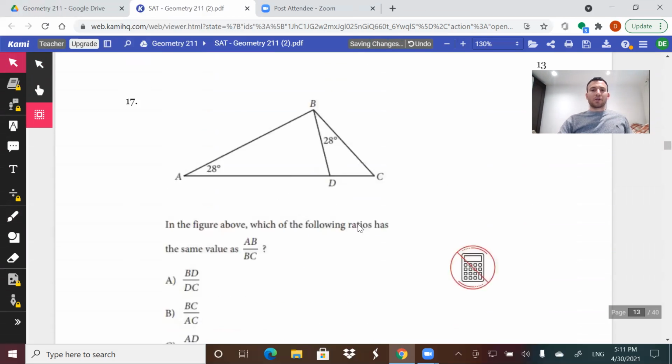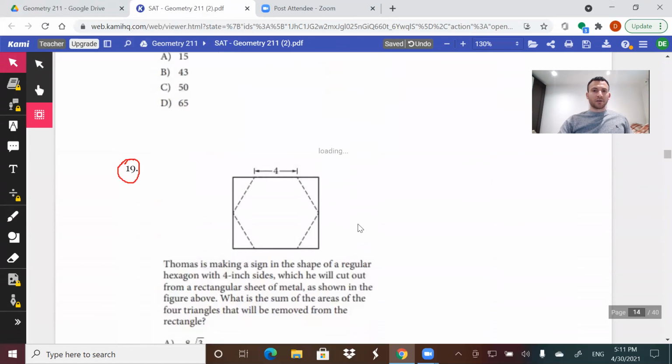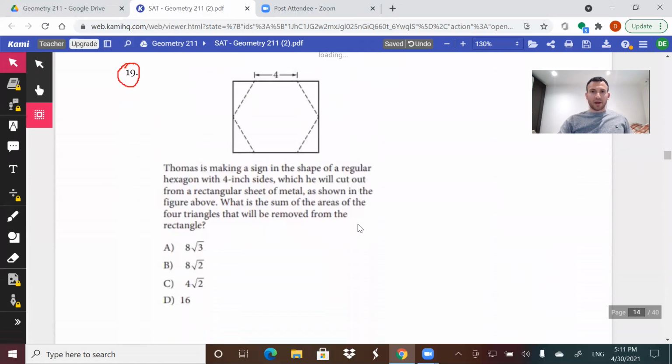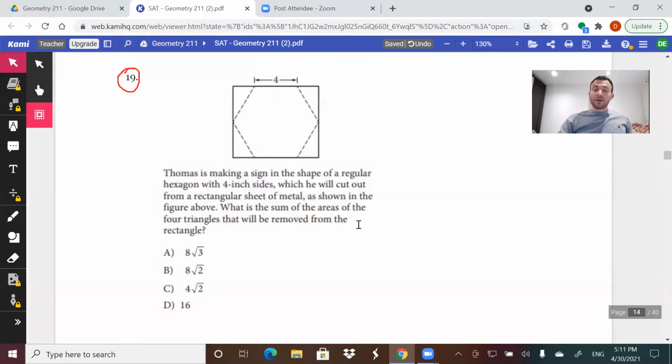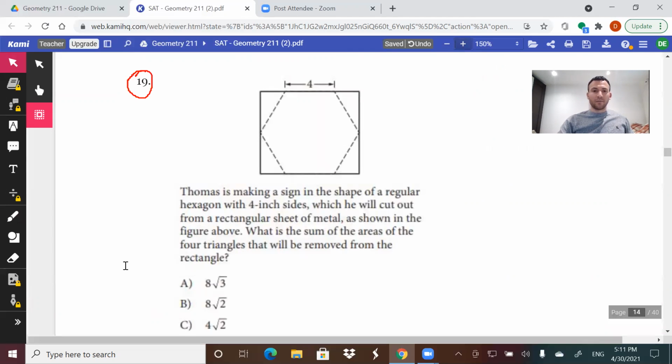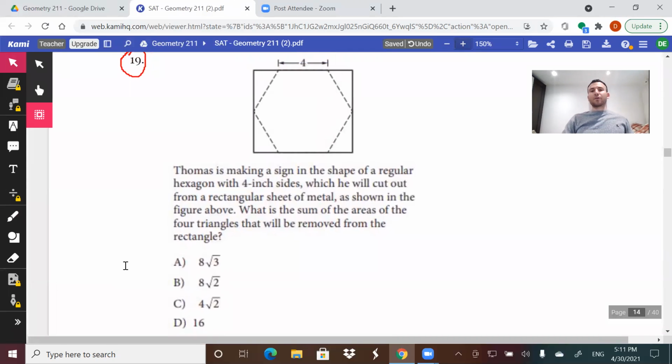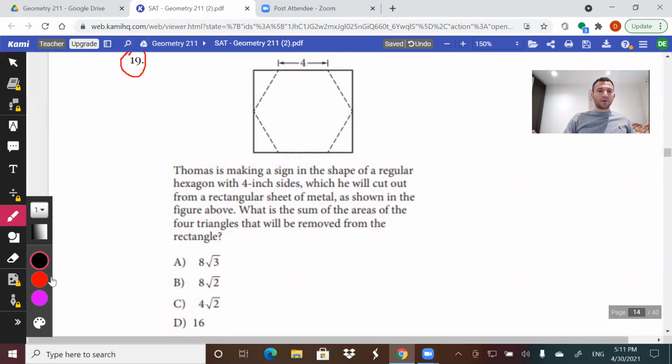Two more on triangles. These next two are a step up. This was one of the last ones on a test right here. If you want a challenge, pause it, see if you can get the problem on your own. But if not, we're going to continue on here.